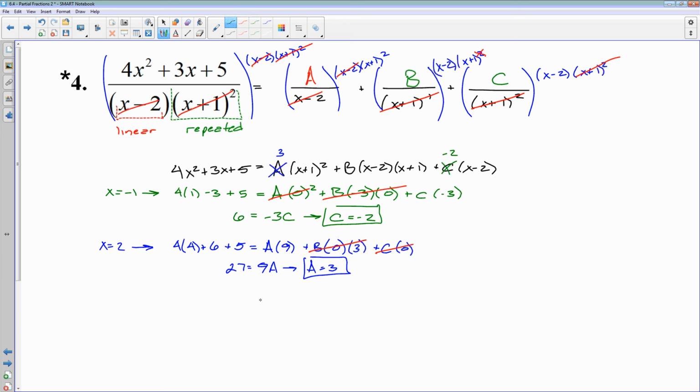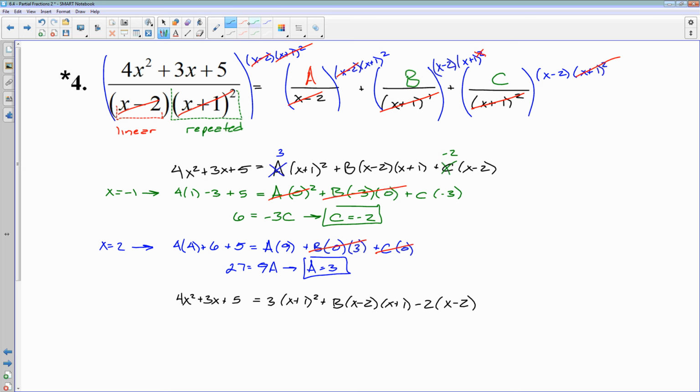And actually, I'm going to go ahead and rewrite my equation down here. It's 4x squared plus 3x plus 5 is equal to 3. I'm plugging in 3 for my a, times x plus 1 squared, plus, I still don't know what b is, times x minus 2, times x plus 1, plus c, which is now negative 2. So I'm plugging in for c, x minus 2. And now I need to solve for b.